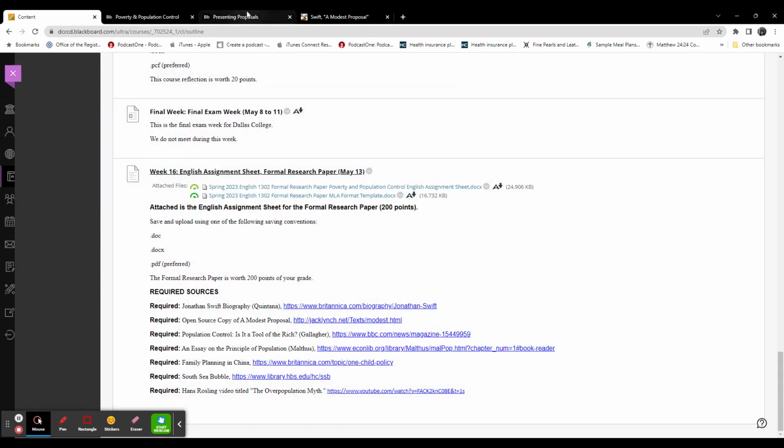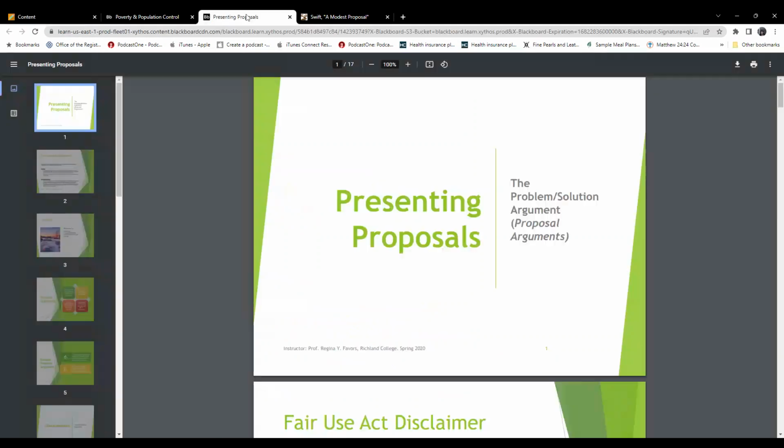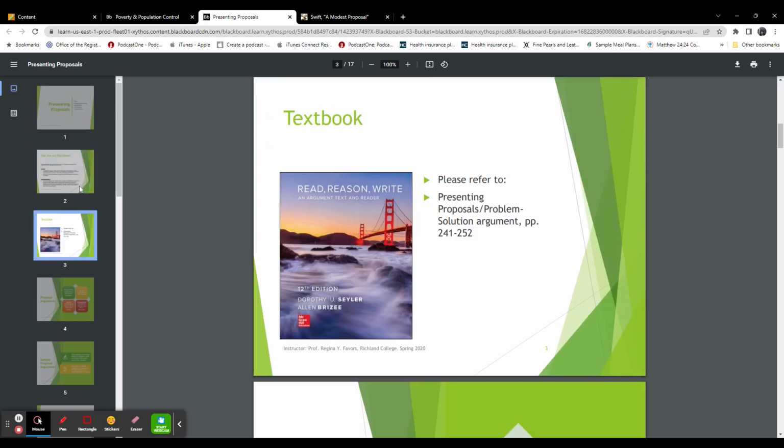So I'm going to go into this tab, presenting proposals, and we look at the idea of the problem-solution argument, which is proposal arguments. We understand that when we have a particular problem, all problems usually should have a solution, right? And that the solution must actually match the problem. So I'm just going to go over a few things here.